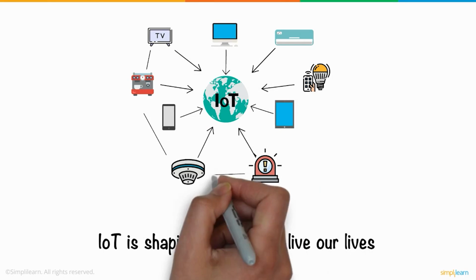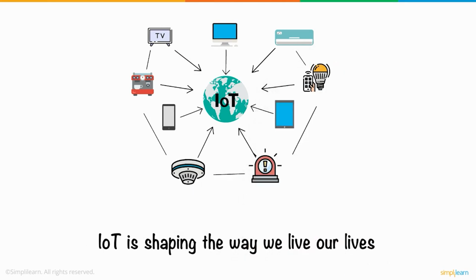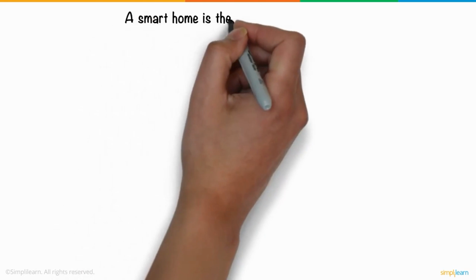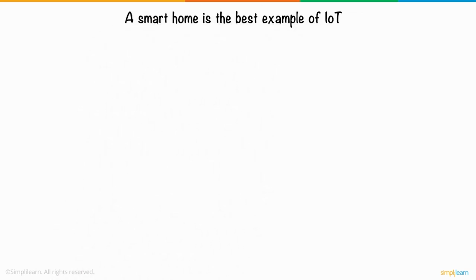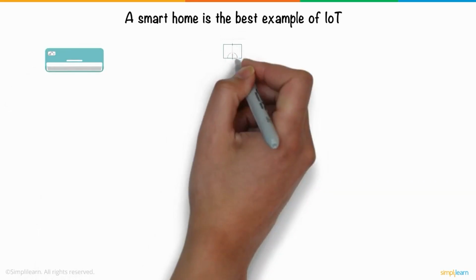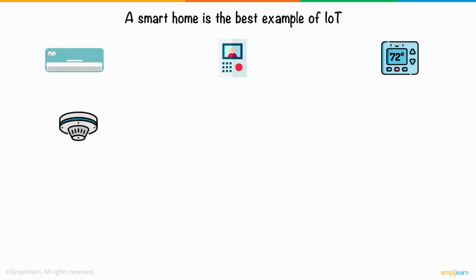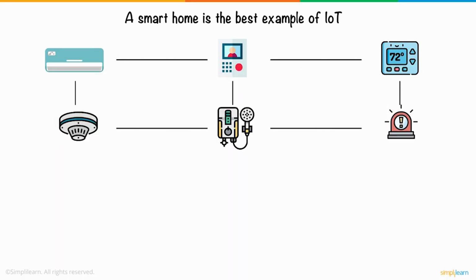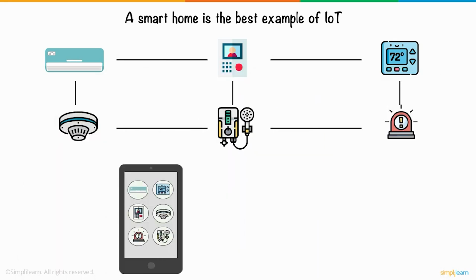IoT is a system of interrelated devices connected to the internet to transfer and receive data from one to the other. A smart home is the best example of IoT. Home appliances like the AC, doorbell, thermostats, smoke detectors, water heaters, and security alarms can be interconnected to share data with the user over a mobile application. The user can now get detailed insight into the working of the devices around him.